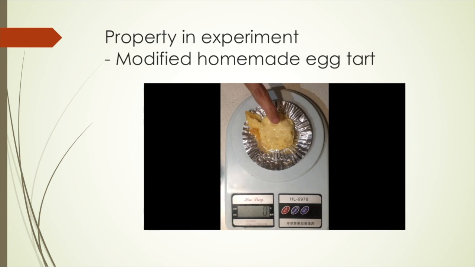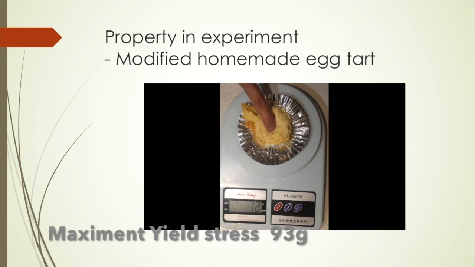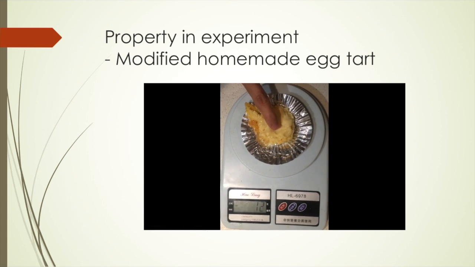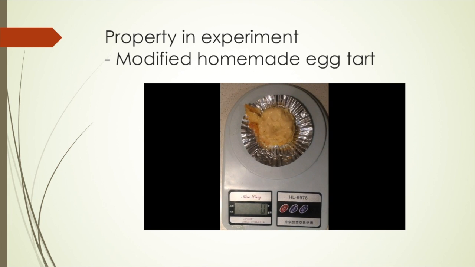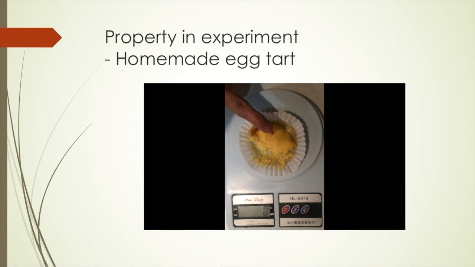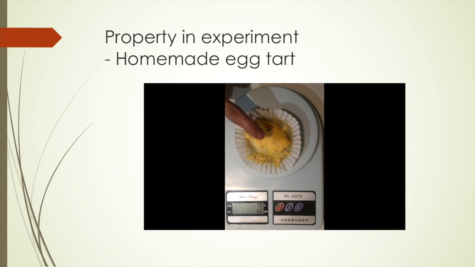In this experiment, we measure the commercial egg tart, homemade egg tart, and modified egg tart. While we use our hands to press the products, the egg tarts are deformed to different degrees and have water spills, regarded as the ending point of measuring. The ascending order of reading on the balance is 98, 135, 250, corresponding to modified homemade, commercial, and homemade egg tart respectively.